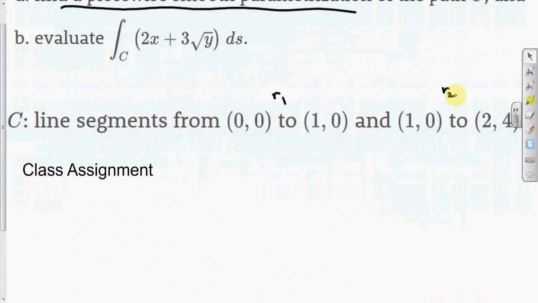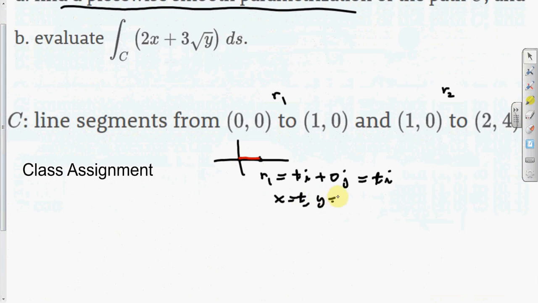For that first one, let's look at it. You go from 0, 0 to 1, 0. So that guy stays on the x-axis. So here, there's no y input. So for this one, R sub 1, x is equal to t. This is just ti. If you want to put 0 times j, and that's just ti. Here, x is equal to t, y is equal to 0.